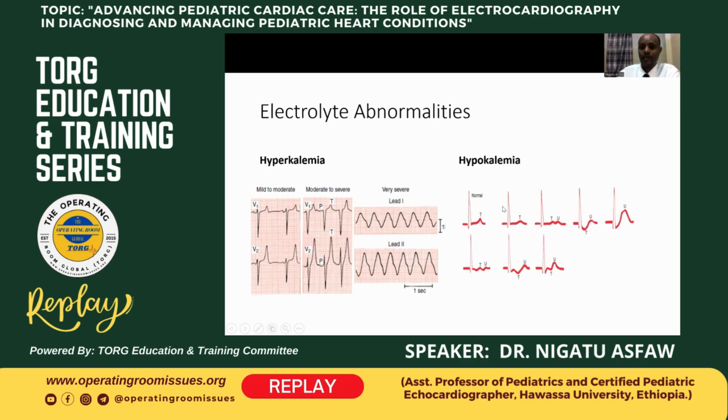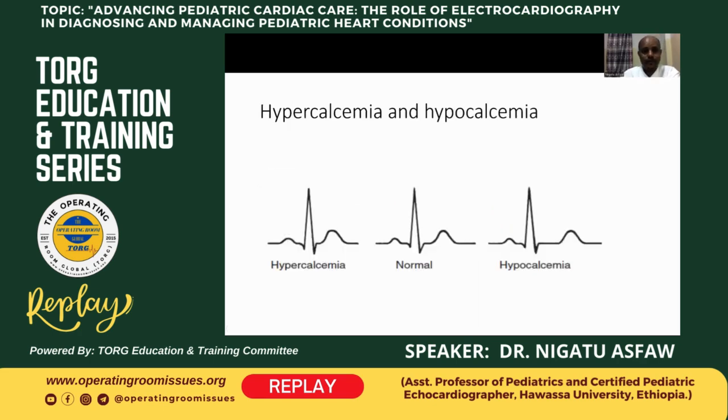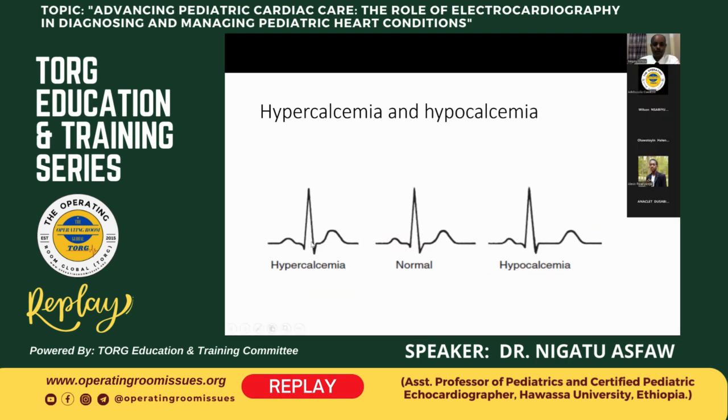And in hypokalemia, we'll get abnormality in repolarization, and usually there will be U waves following T waves if the patient has hypokalemia. And in patients having calcium abnormality, which affects the ST segment early, so in hypercalcemia, there will be shortening of the segment.